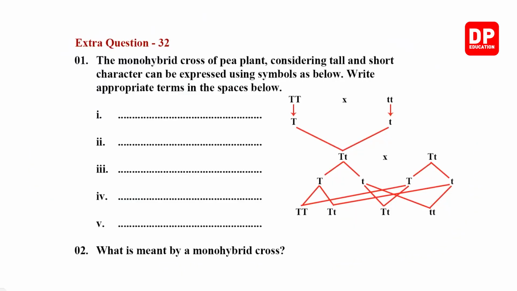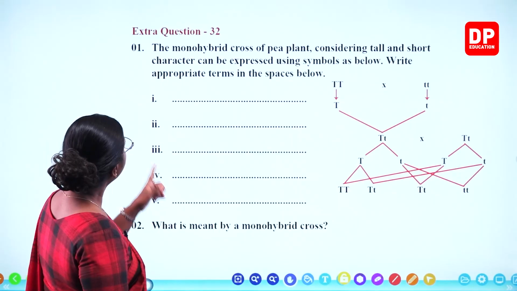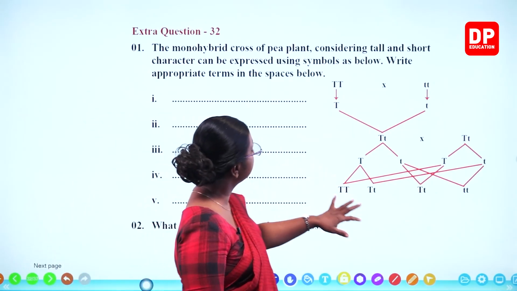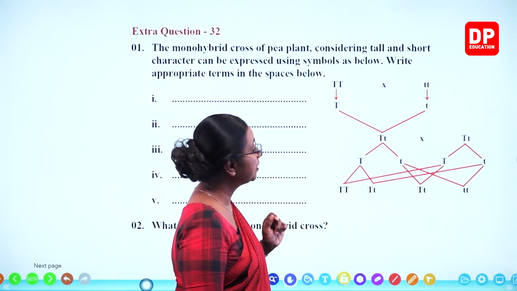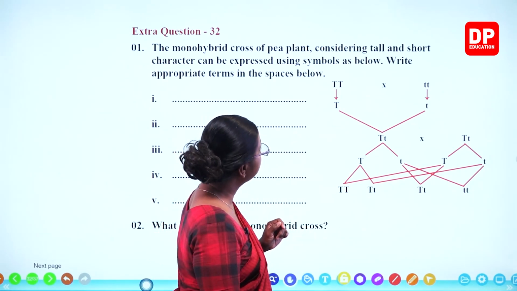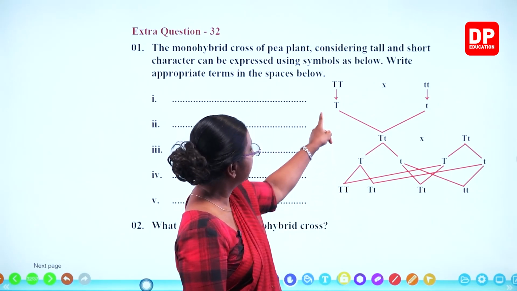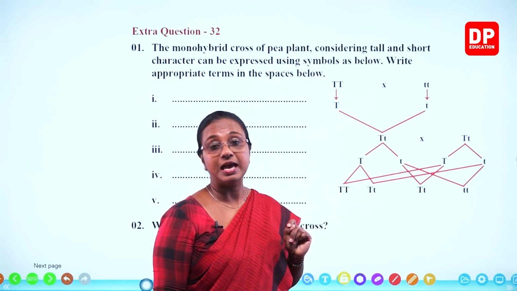Extra question 32. The monohybrid cross of pea plant considering tall and short character can be expressed using symbols as below. Write the appropriate terms in the spaces below. So here the diagram is given. You can see the parents, pure breed tall plants, capital T, and pure breed short plants, simple t. Then what are these? They are the gametes.